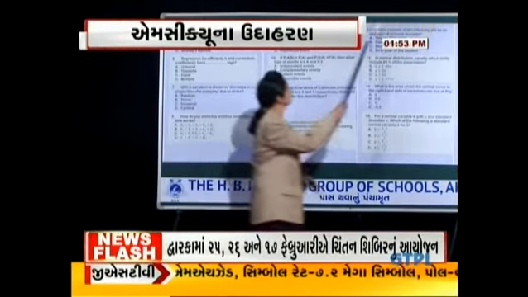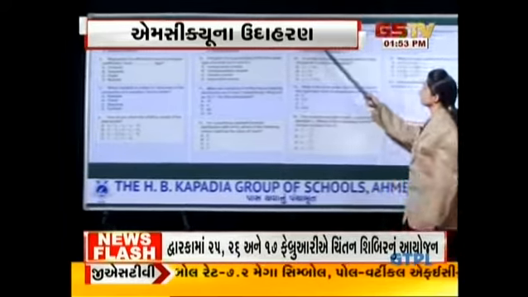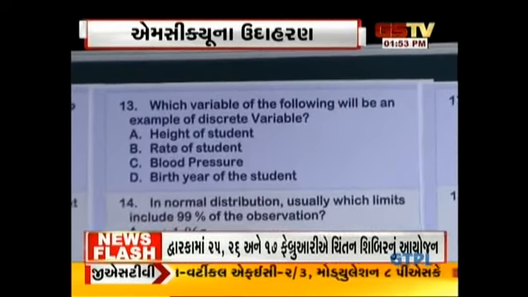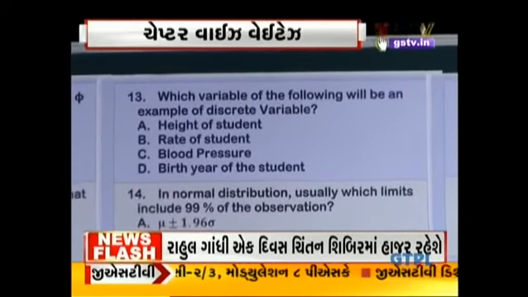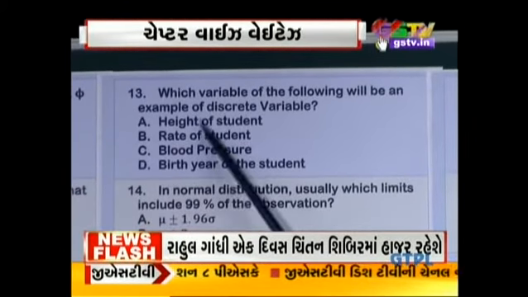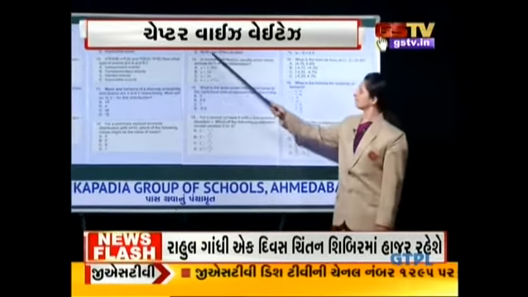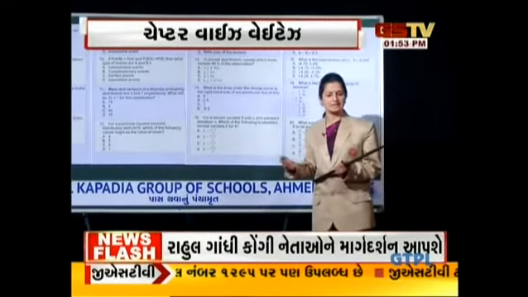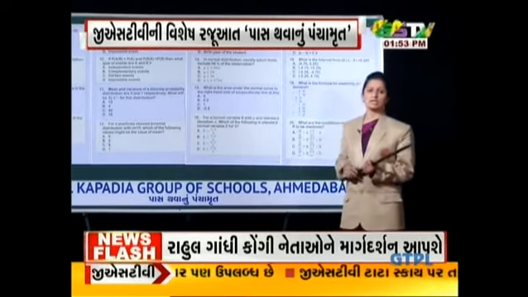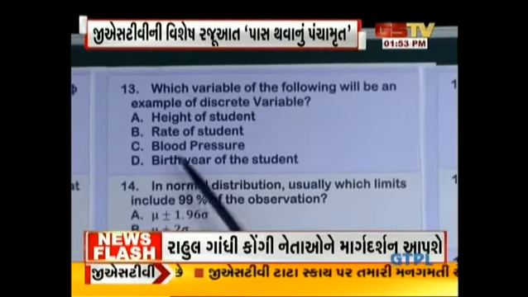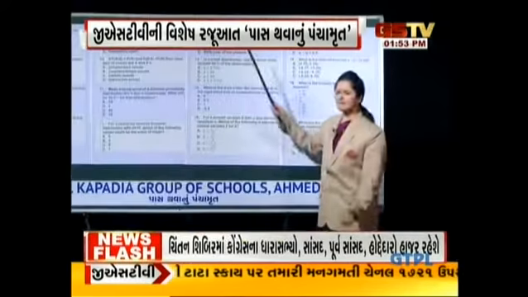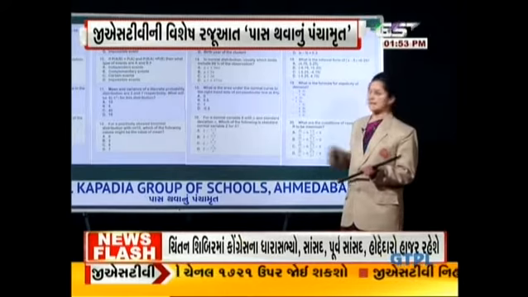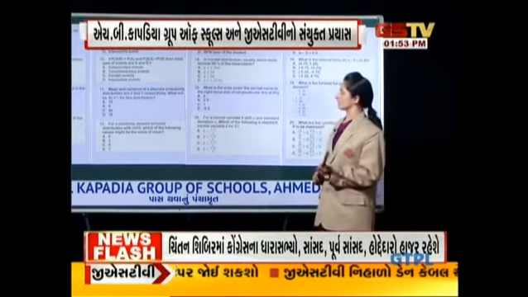So moving towards the next question, which variable of the following will be an example of discrete variable? Discrete means finite or countable variable. Now from this, finite or countable variable means the birth year, right, which does not go continuously. There is no decimal, it is not unending. That means birth year is the right answer. Same way question can be asked, which is the example of continuous variable. Accordingly, you have to write the answer.